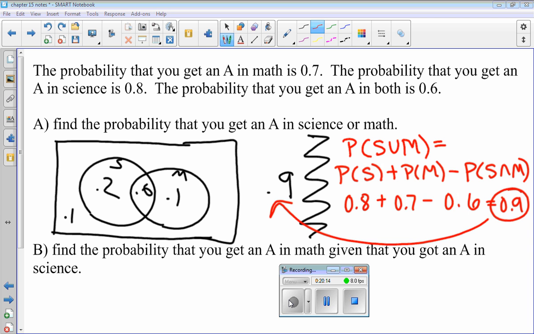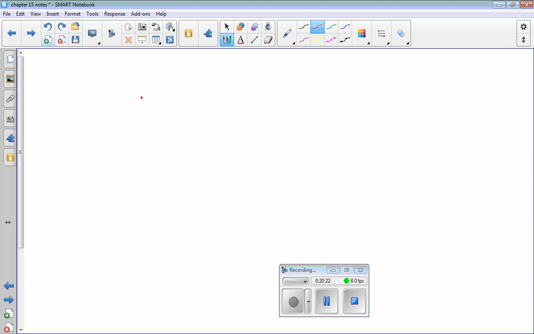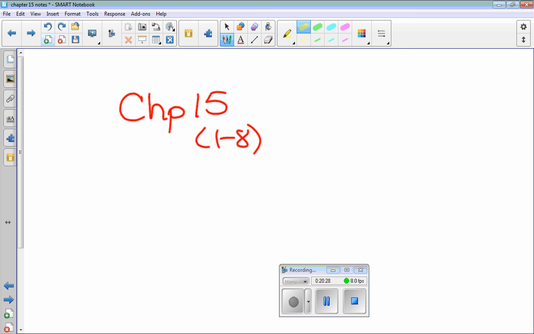Okay? So your homework is going to be chapter 15, only 1 through 8. Okay? That's all you have to do. So your homework is chapter 15, 1 through 8. I will tell you that there are some Venn diagram problems in there. Please draw them, okay? And then there are, I think, just some sample space questions too, as well.